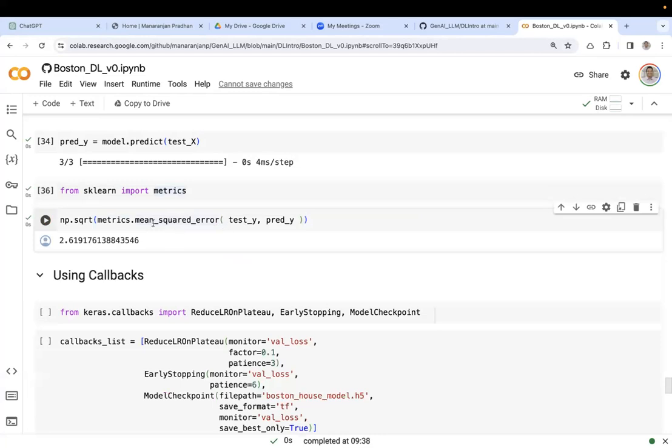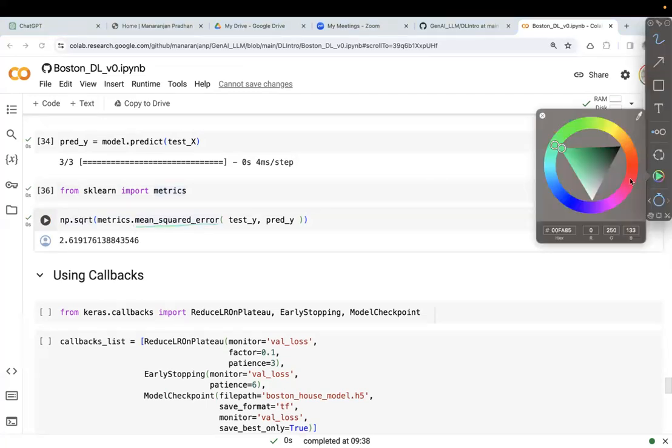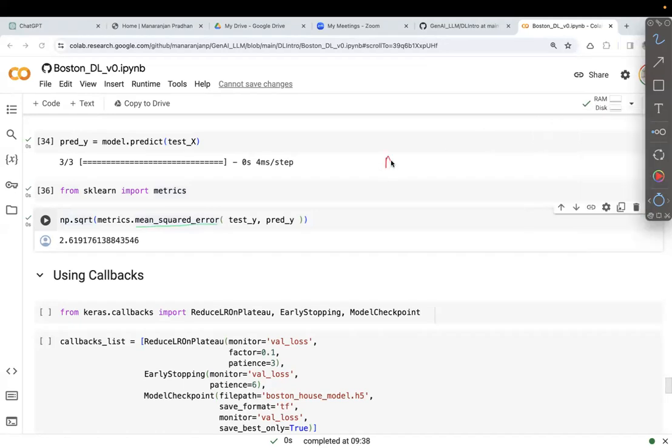Yeah. So the mean squared error is actually RMSE. I'm taking a square root of it. So first I'm calculating the mean squared error, the MSE, and then taking a square root of it, which is of course known as root mean squared error, as you probably know. And it comes out to be 2.6.